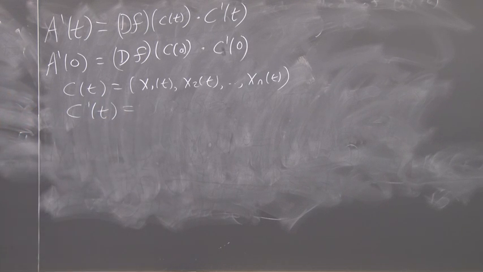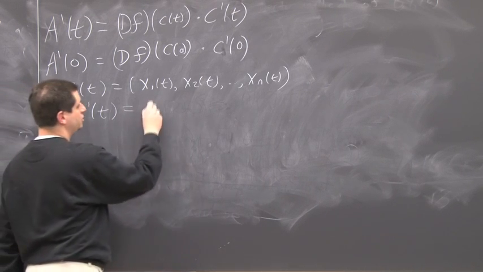I claim C prime is really, really nice. If you look at it, C of t is x plus tv. So the first component is going to be x1 plus tv1, then x2 plus tv2, then x3 plus tv3. So when I take the derivatives, I'm just going to get v1, v2, v3. C prime of t is just going to be my vector v.